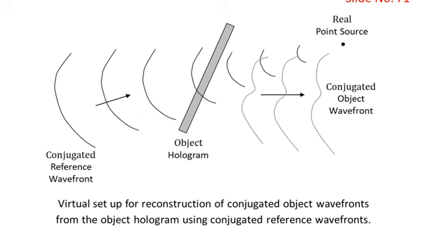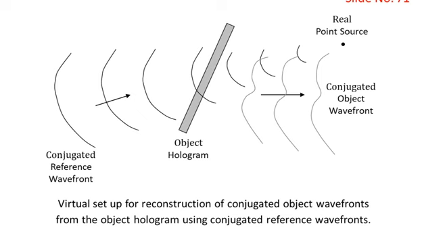You know that here we have shown the conjugated reference wavefront, which is R star, or R prime equal to R star. So these are the wavefronts which illuminate the object, and you know that these are the beams which are being focused on the hologram, and after the hologram they will travel straight and will focus somewhere at some real point source.